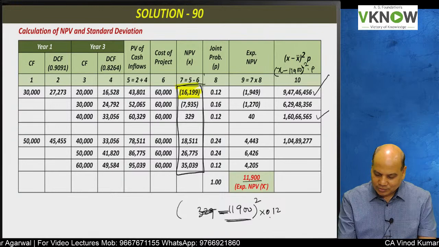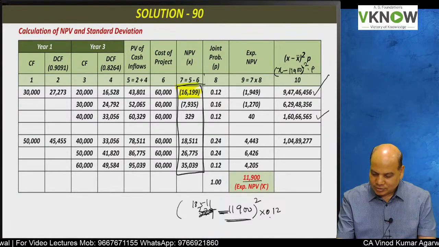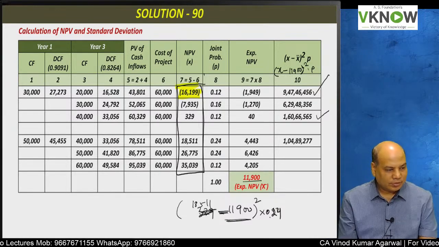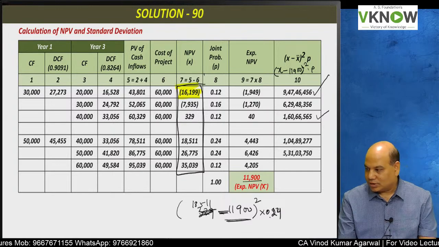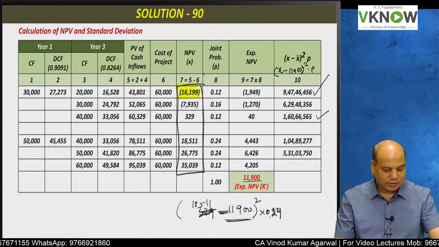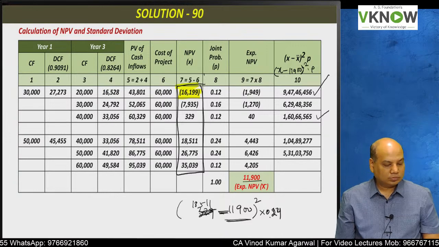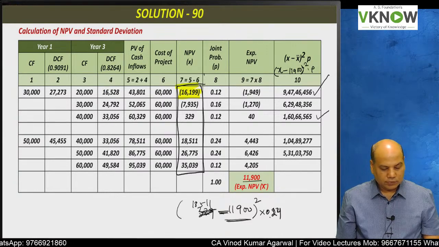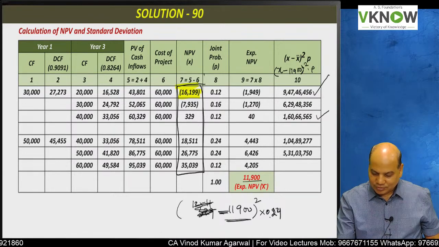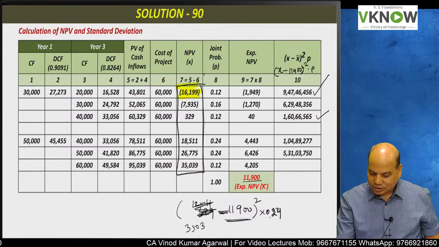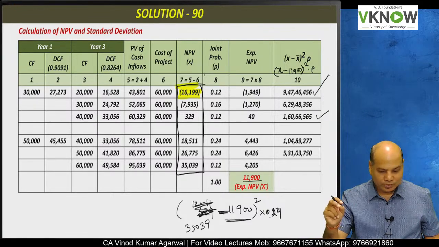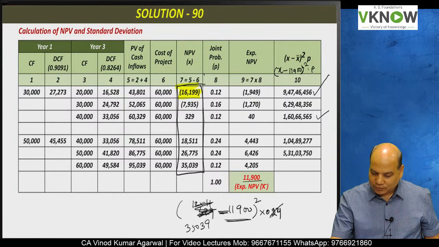Next number is, take 18511 minus 11,900 square into 0.24. The answer is 531,03750. Last one. Take 35039 minus 11,900 square into 0.12.